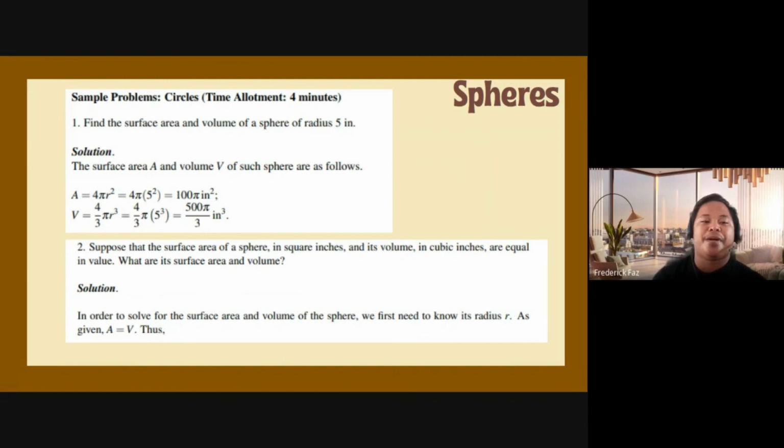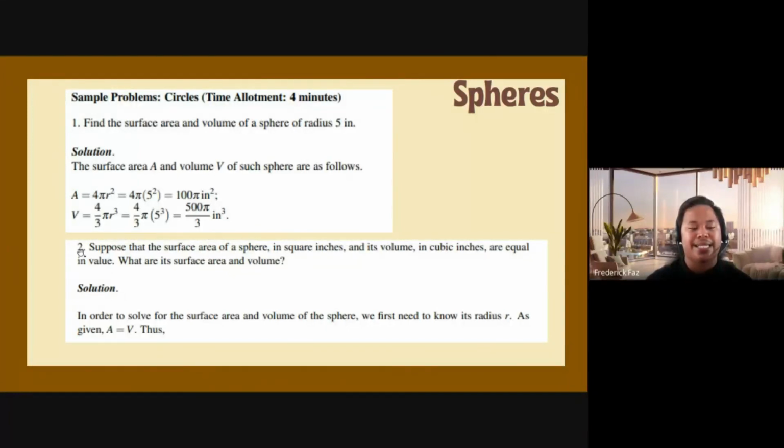We have here sample problems. Find the surface area and volume of a sphere of radius 5 inches. So we have the surface area, 4 pi r squared. So just substitute the value of r. So we have 5 squared times 4 pi is equal to 100 pi square inches. For the volume, we have 4 over 3 pi r cubed. So we have 5 cubed here times 4 over 3 is equal to 500 pi over 3 cubic inches.